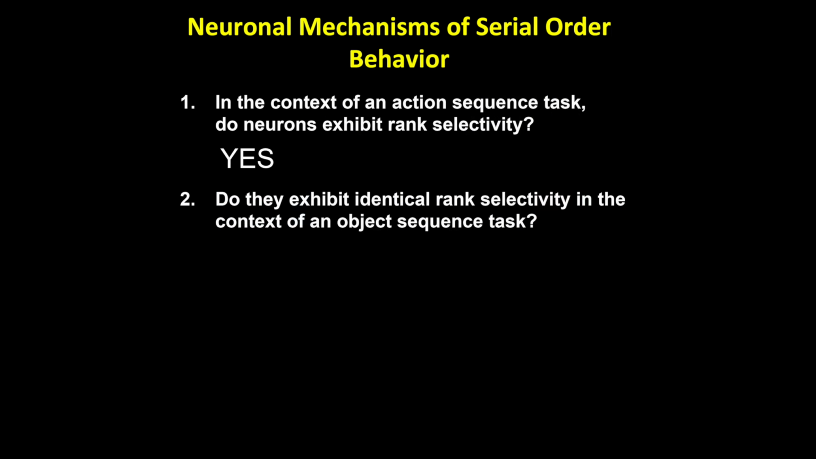So now we know the answer to the first question we posed. In the context of an action sequence task, do neurons exhibit rank selectivity? And the answer is clear, yes. Now we can move on to the second, more interesting question. Do such neurons represent rank abstractly, regardless of the particular behavioral context?